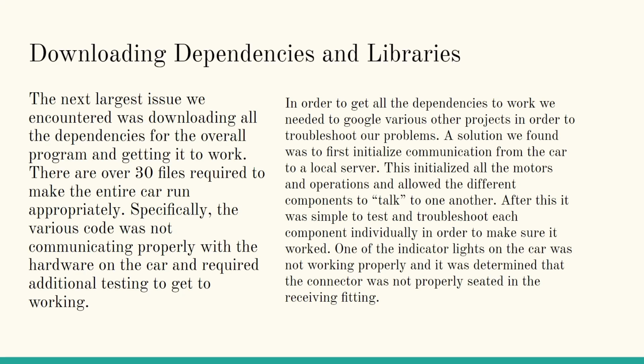A solution we found was to first initialize communication from the car to a local server. This initialized all the motors and operations and allowed the different components to talk to one another. After this, it was simple to test and troubleshoot each component individually in order to make sure it worked. One of the indicator lights on the car was not working properly, and it was determined that the connector was not properly seated in the receiving fitting.